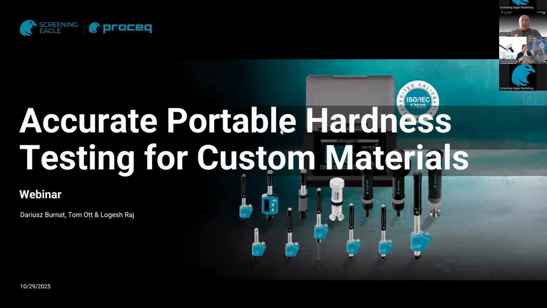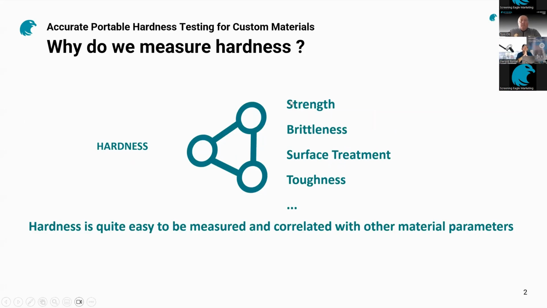So, as we begin, we'd like to discuss why do we measure hardness? Hardness is measured because it gives a close correlation to other material properties, such as strength, brittleness, what kind of surface treatment it has, and the toughness of the material. Why do we measure hardness instead of measuring those things directly? It's because hardness is a lot easier to measure than something like tensile strength, where you have to cut a specimen out of the material. Hardness can often be tested on the material itself without ruining the material or test specimen and making it unusable for its intended purpose.